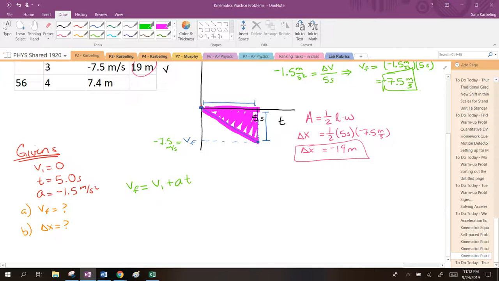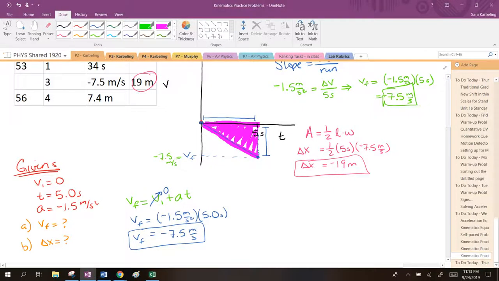We can do some manipulation here. We're looking for VF. Oh, wait, we already have VF, so we're good to go. The initial velocity is 0, so we can get rid of that. And we can just say that VF is equal to negative 1.5 meters per second squared times the time, which was 5 seconds. And we get negative 7.5 meters per second, same as we had before. Again, it's just the same setup, just a different approach. So that's part A.